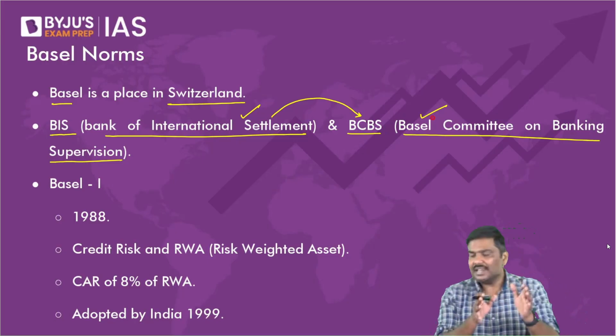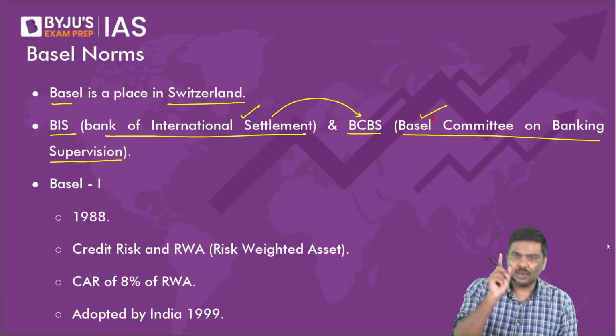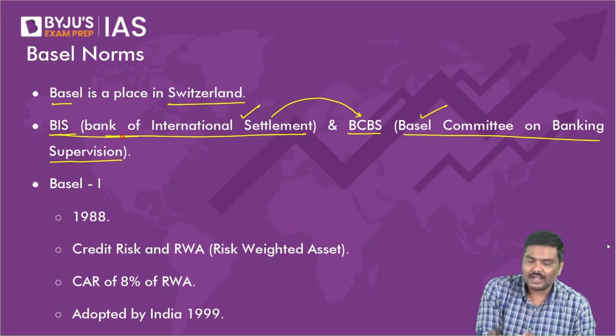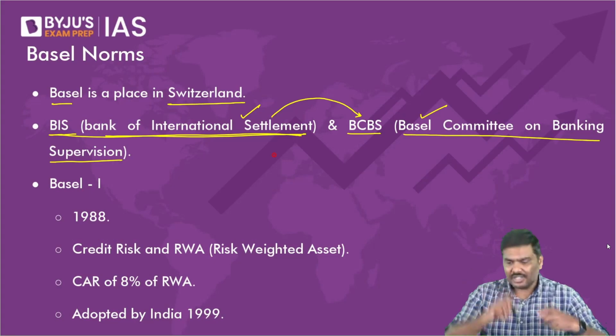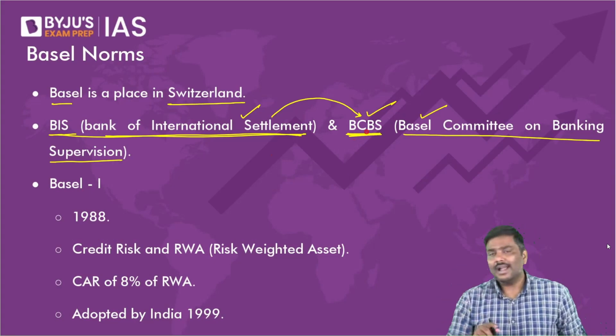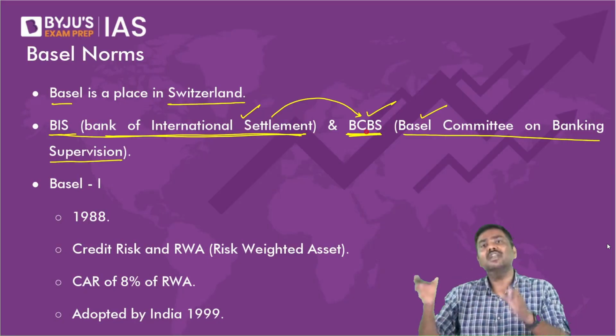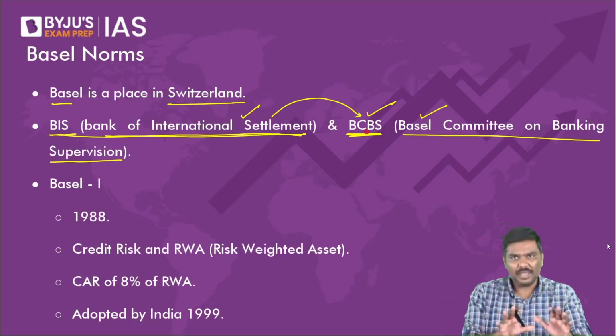I'm saying Basel is a city which is present in Switzerland, and in this Basel there is one bank by the name of Bank of International Settlement. India is a member of it, and within this BIS there is a committee by the name of Basel Committee. And this Basel Committee very often will come out with guidelines regarding the banking sector. This is the basic idea.